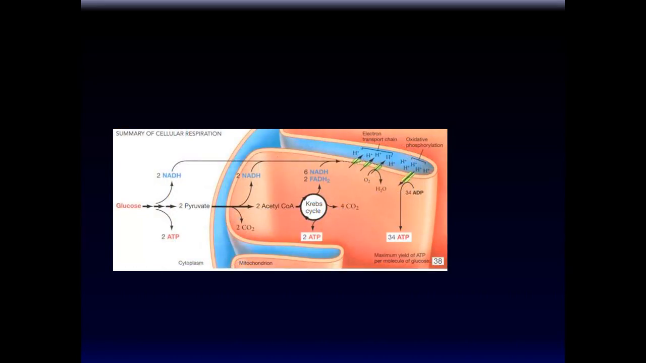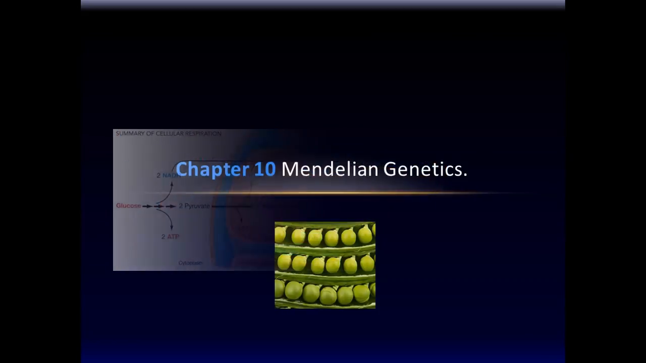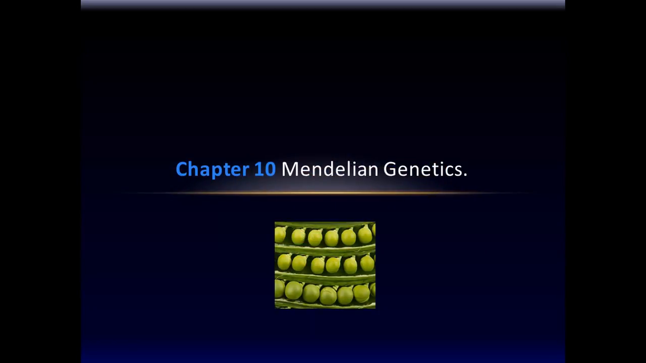So again, this process, glucose to pyruvate, occurs in the cytosol. The remainder of the process here occurs in the mitochondria, and the electron transport chain is located in the mitochondrial membrane. And that's it. That's the Krebs cycle.